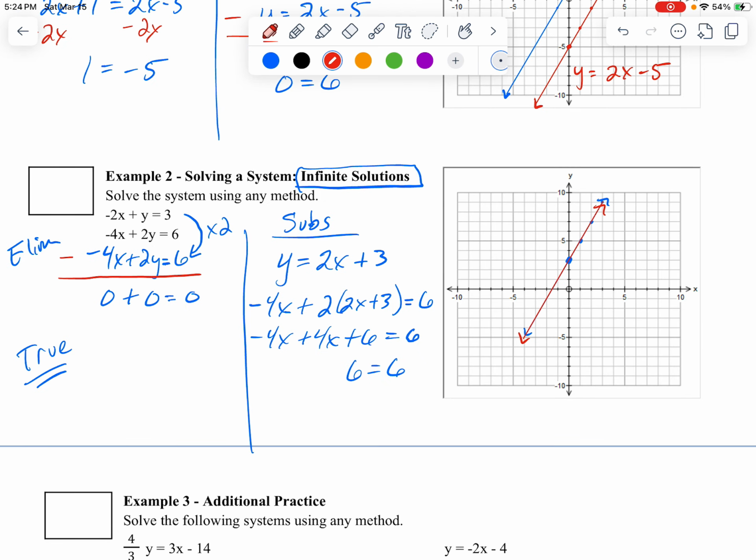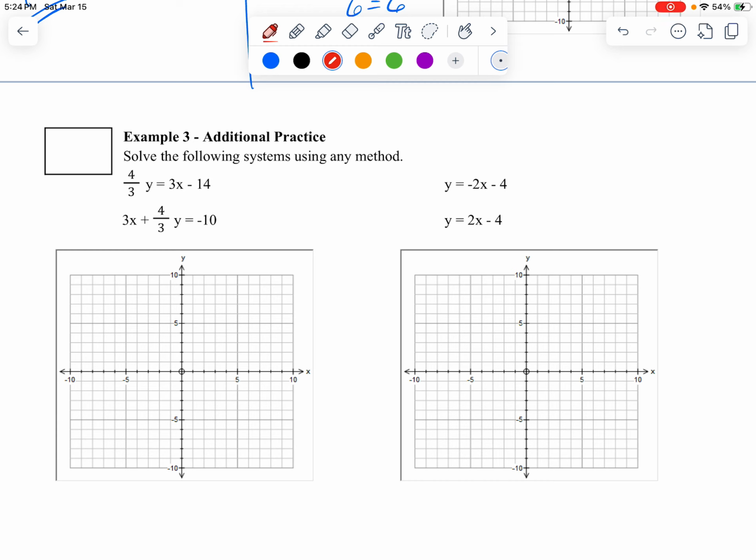So here's your opportunity. Please definitely pause here. Take a few minutes, try to solve these on your own. Take your time to consider which option might be the best option to use, whether that be graphing, substitution, or elimination.